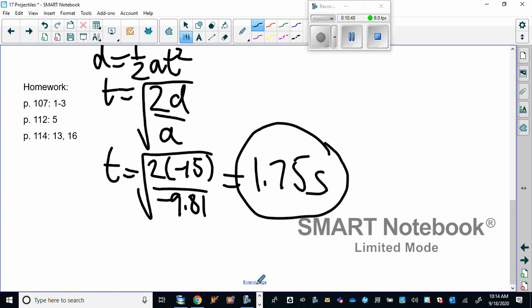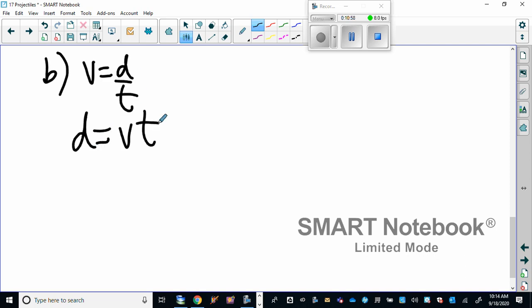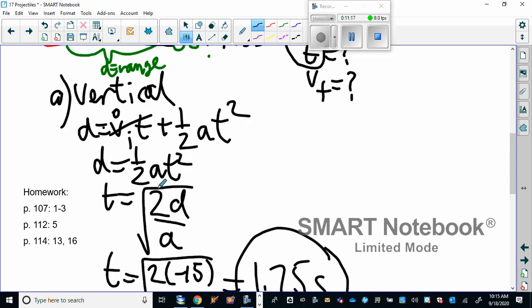So let's go even further from B. So B will be V equals D over T. D equals VT, so it's just the velocity, 8. Nice easy one, 14 meters. So it lands 14 meters from the base of the cliff.